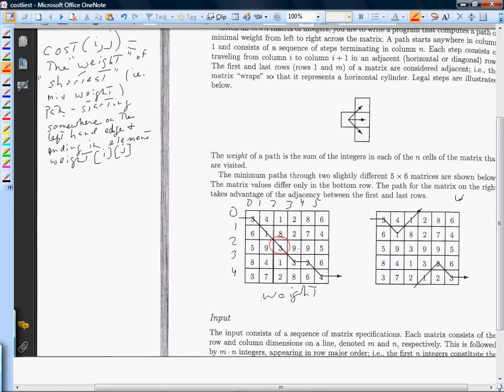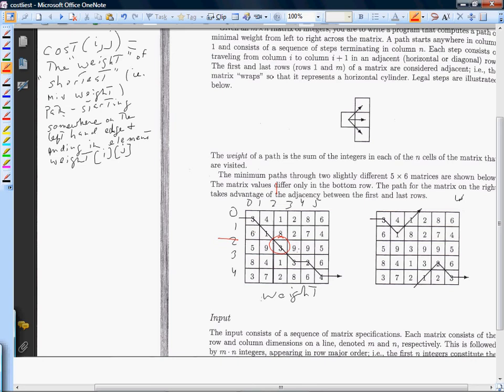So for example, let's take a look at this position over here. The cost of 2, 2, this element over here, given that it's on the shortest path, is going to be the 3 plus the 1, plus the 3. So 3 and 1 is 4, and 3 is 7. So the cost of ij, where i and j are 2 and 2, is going to be 7.